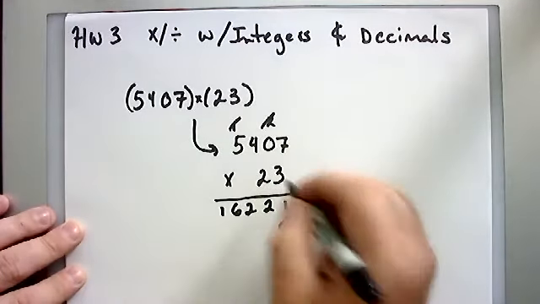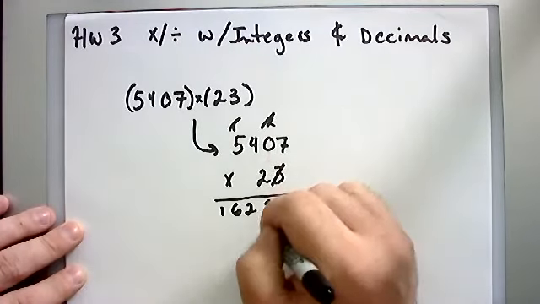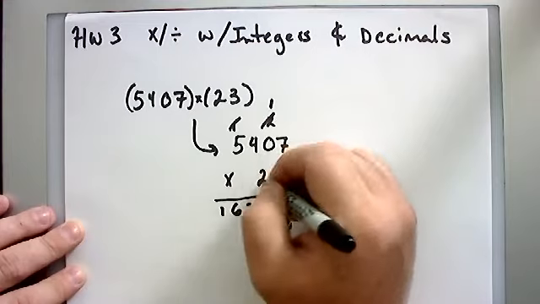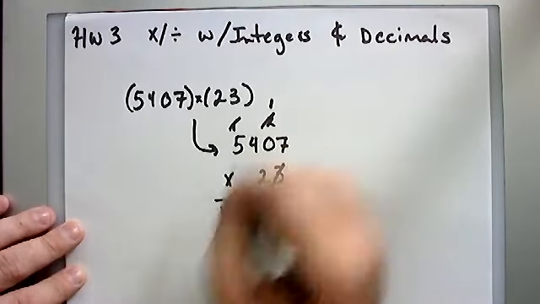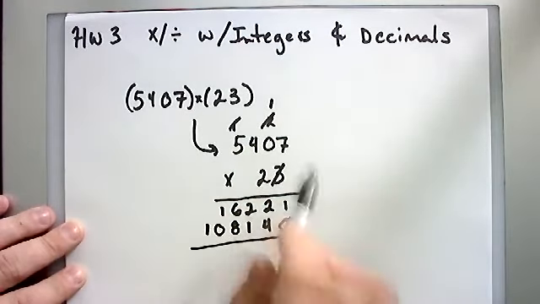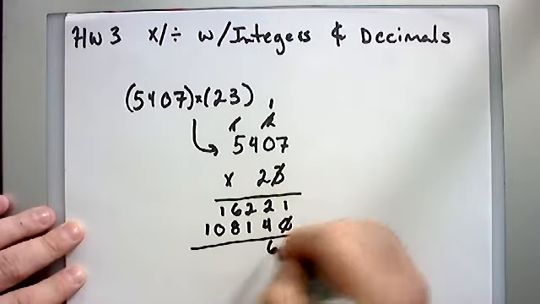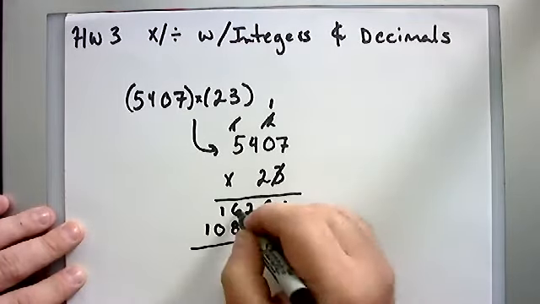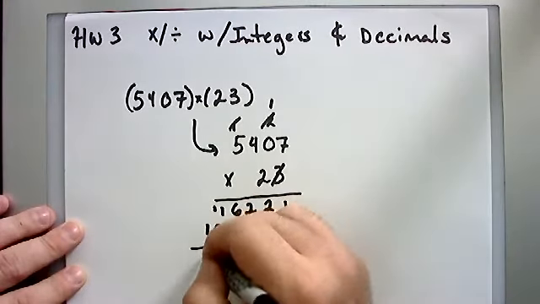When you move over, don't forget that you need a placeholder 0. If we moved over another time, we'd need another placeholder 0. Be careful about that. 2 times 7 is 14, carry the 1. 2 times 0 is 0, plus 1 is 1. 2 times 4 is 8, and 2 times 5 is 10. All right. Once you've multiplied out the 3 to everything and the 2 to everything, you just add it all back up. 1 and 0 is 1, 2 and 4 is 6, 2 and 1 is 3, 6 and 8 is 14, carry the 1, 1 and 1 is 2, and 1 is 1.